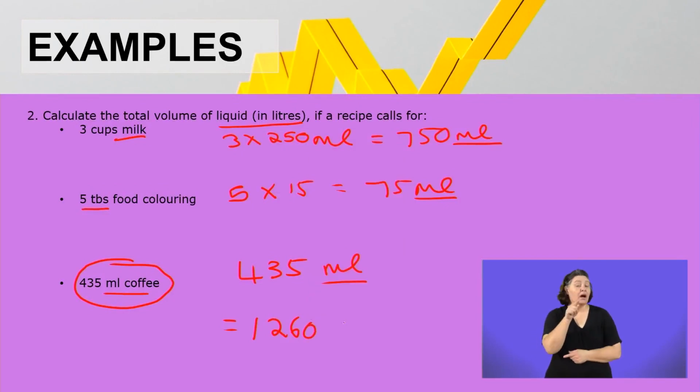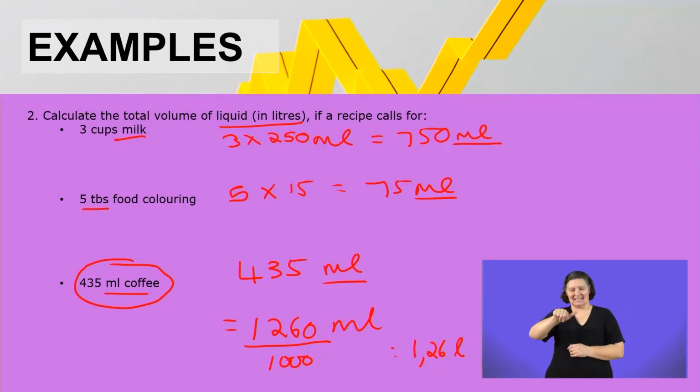But note, this is milliliters. And the question itself says it must be in liters. We indicated that there in bracket. So therefore, I take this and I divide it by 1,000. So if I do this calculation, I'll be left with 1,26 liters. I hope that makes sense.